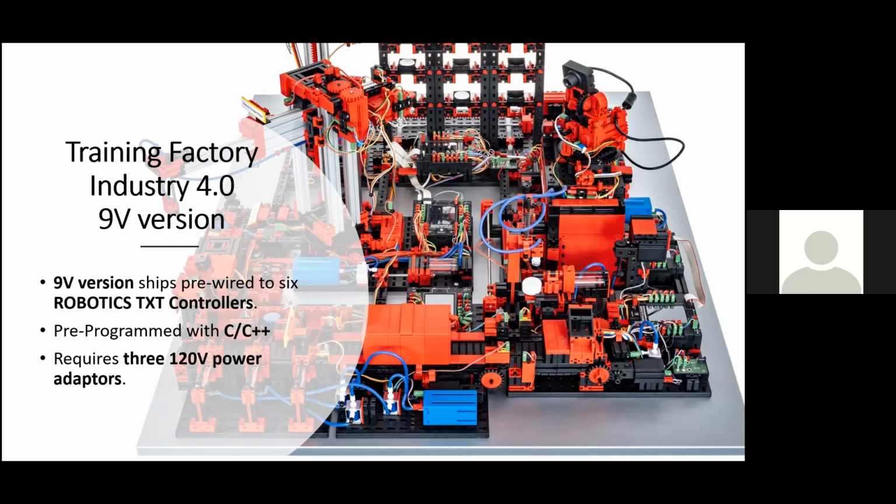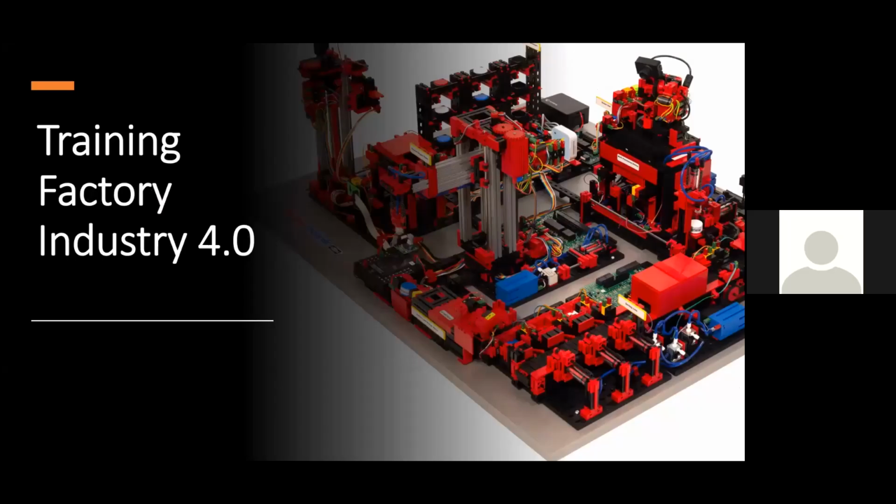Now, as with the first 2 factory simulation models, which we discussed previously, we do recommend the optional travel case to help protect your model during transport or, of course, during storage. And that's the Training Factory Industry 4.0 model, now available in both 9-volt and 24-volt variations.